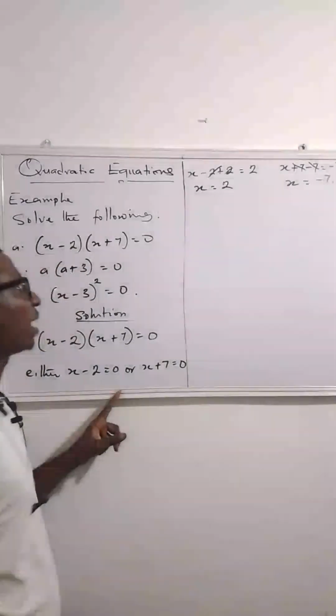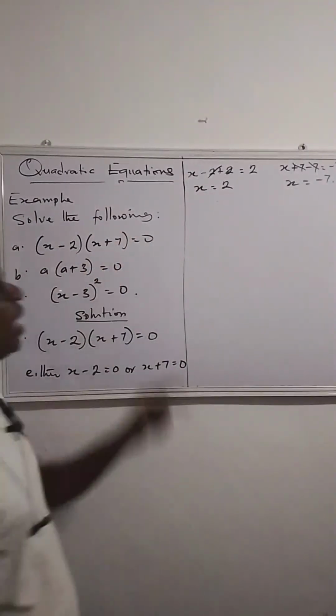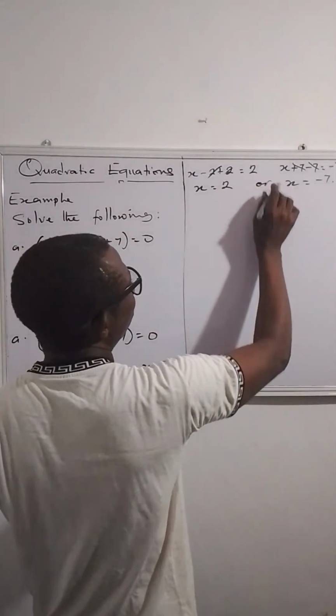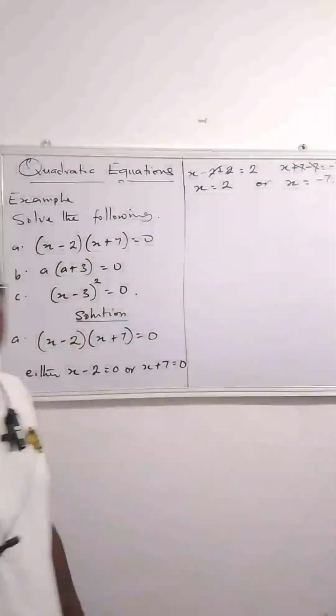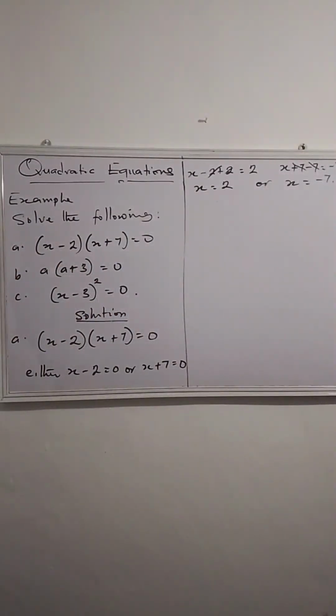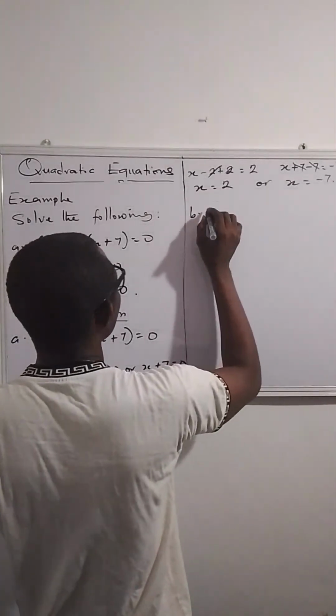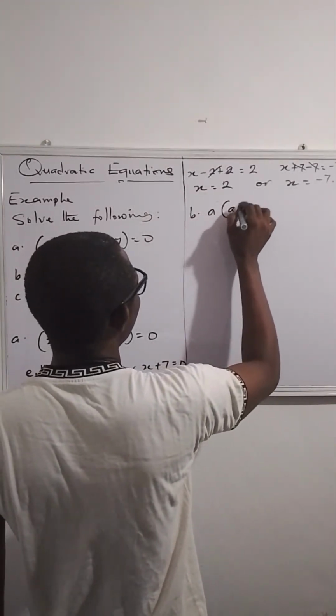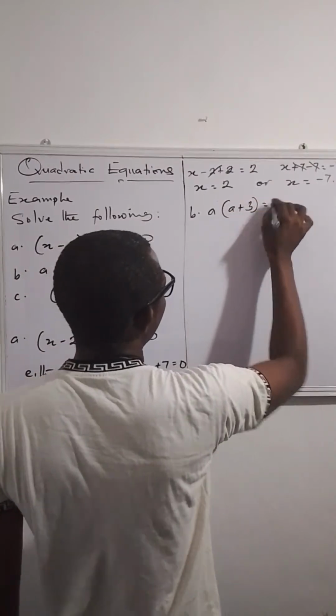So that means the answer to this problem is that x equals 2 or x equals minus 7. All right, so that's the first question. Now let's look at the second question. We have a times (a plus 3) equals 0.